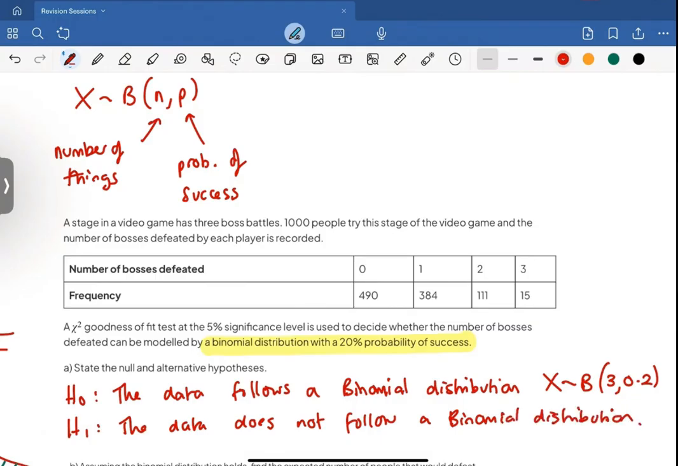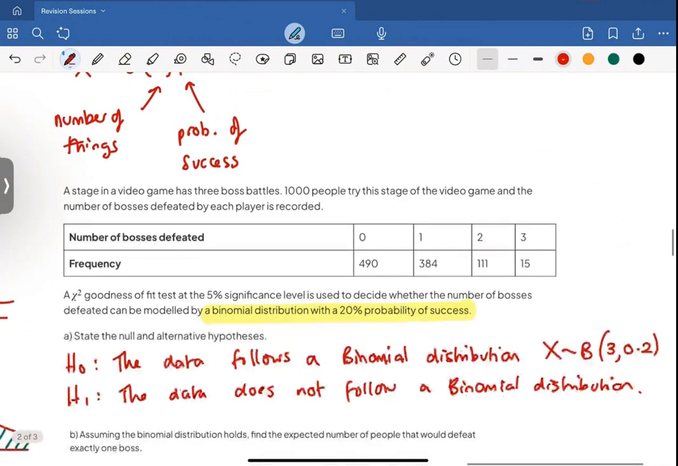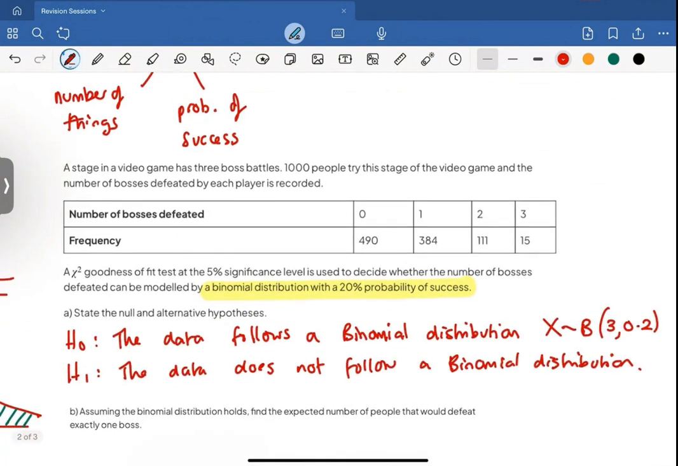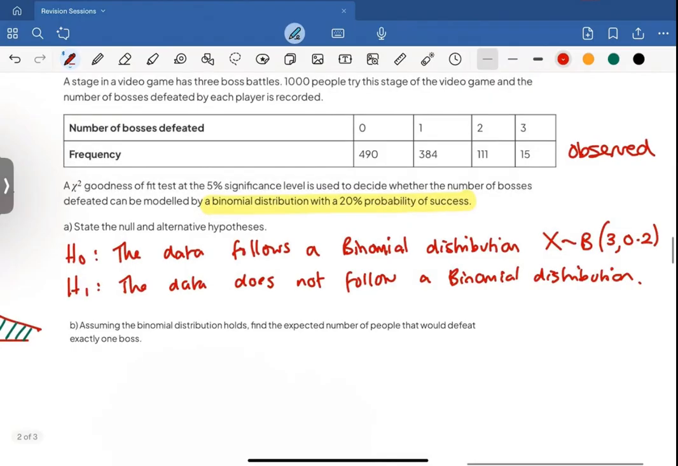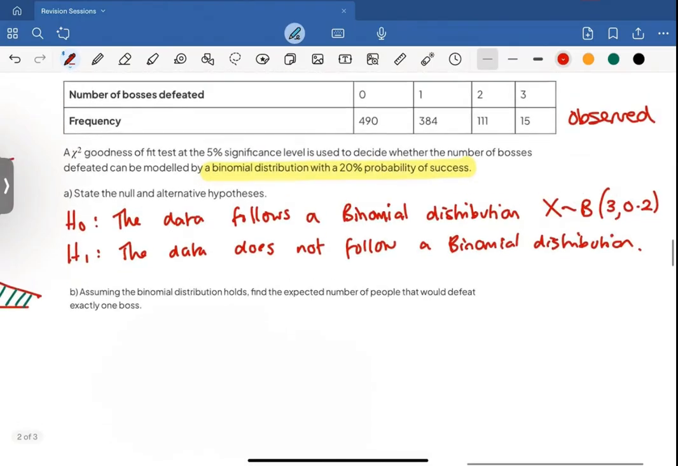Okay, so just like before, we're going to have to work out some probabilities so that we can do our expected values and our observed values. These are our observed values up here. Okay, so like I said before, they're going to help us here. They're going to set us up with success. So assuming the binomial distribution holds of 3 bosses and each has got a 20% chance of success, find the expected number of people that would defeat exactly 1 boss.